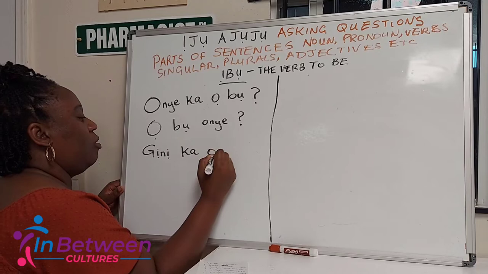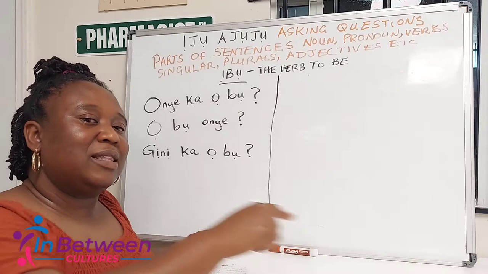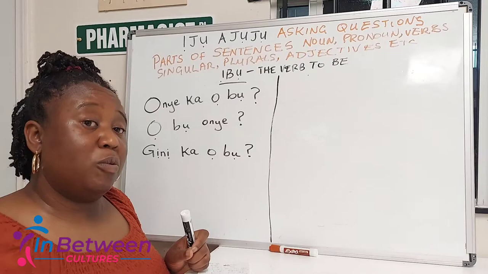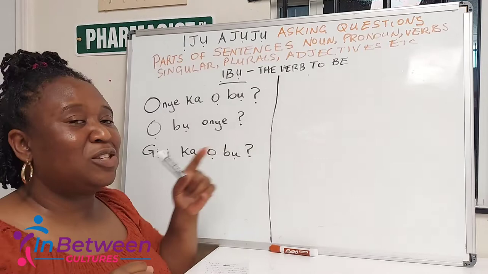So gini ka ọ bụ can mean what is it, but what is it is what is a thing, what is that thing. And remember, when you ask somebody, onye ka ọ bụ, who is he or who is she, the responder is going to answer, she is. The responder is not going to say, you are or I am.